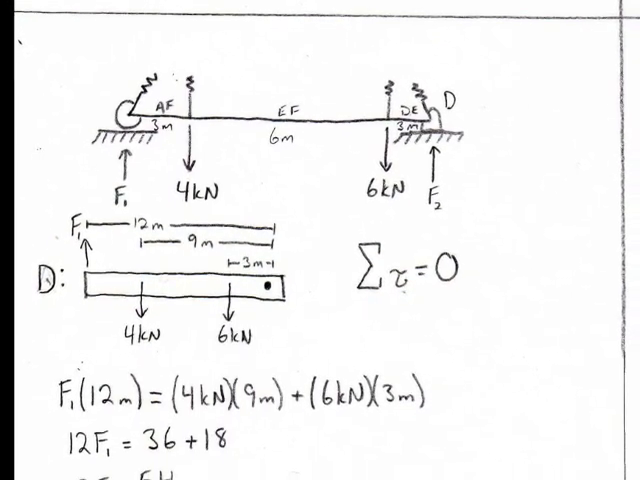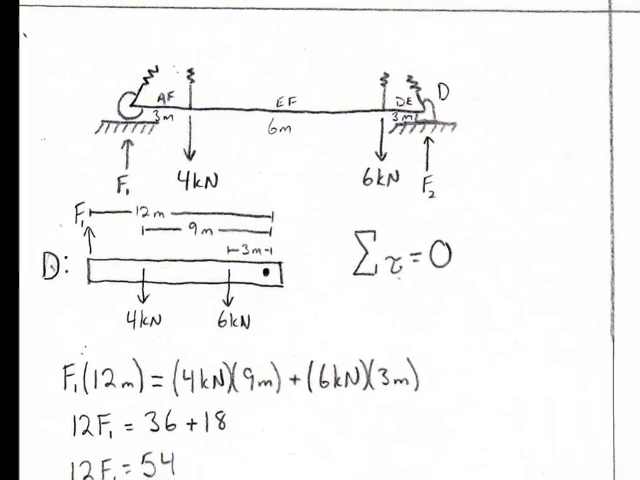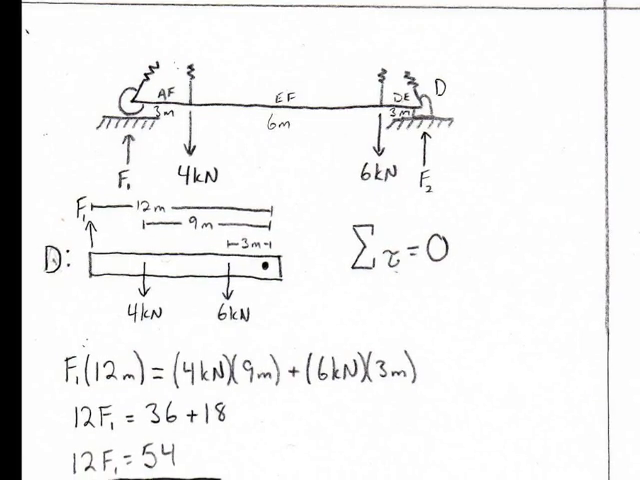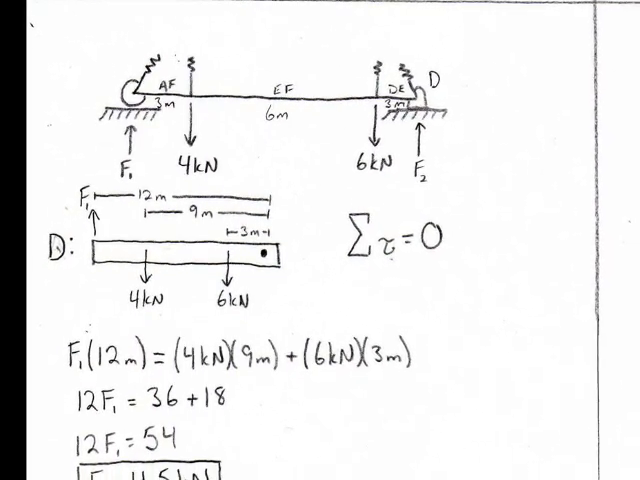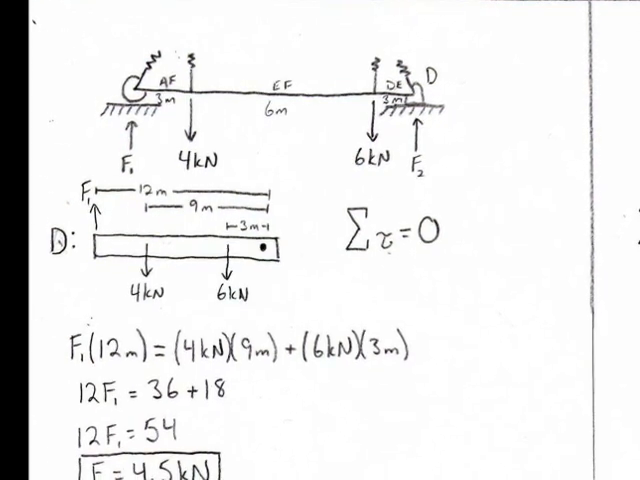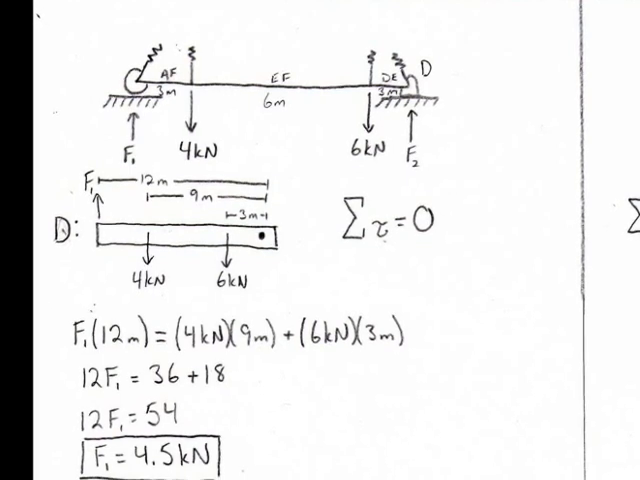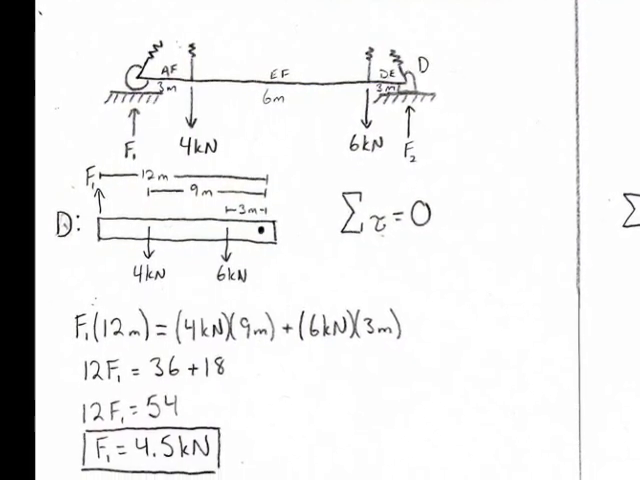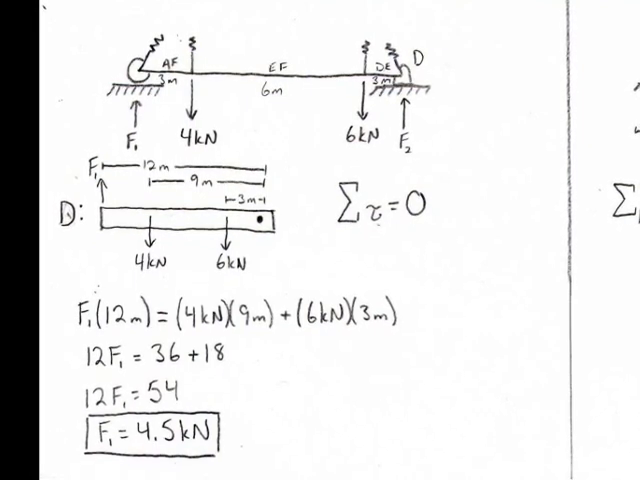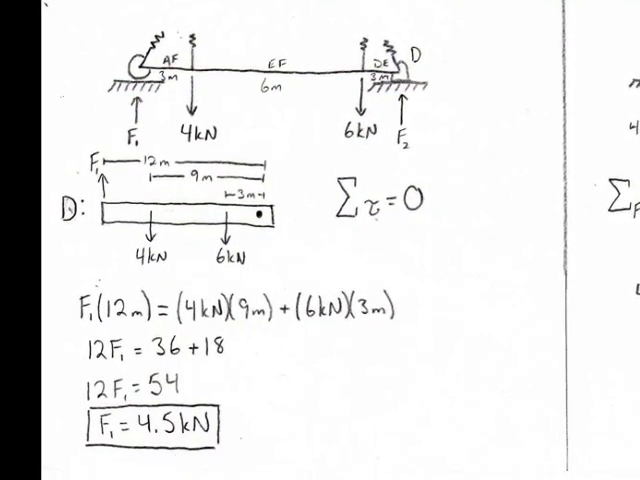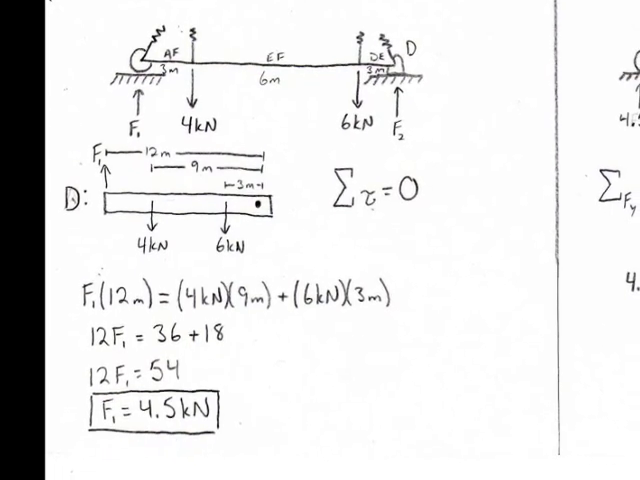So what we're going to do is set our clockwise torques equal to our counterclockwise torques. So F1 times the 12 meters, that's force times distance in the clockwise direction, is equal to the 4 kilonewton force times 9 meters, that's the counterclockwise direction, plus the 6 kilonewton force times the 3 meters, that's the second counterclockwise direction. So do a little math, divide by 12, and you get F1 is equal to 4.5 kilonewtons.